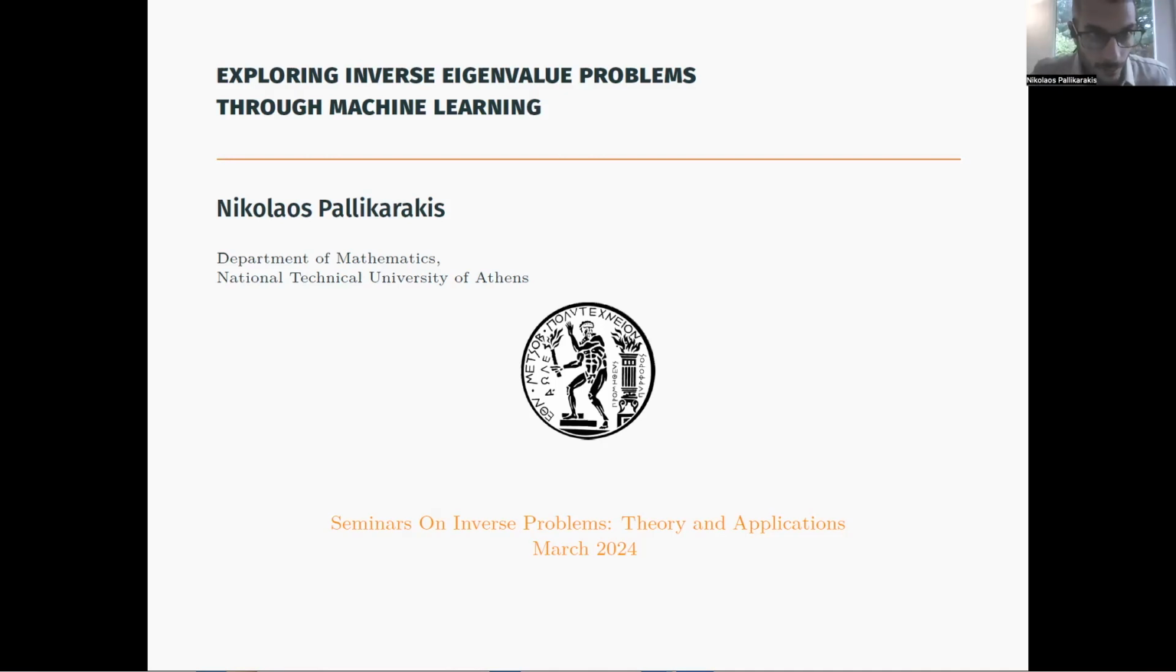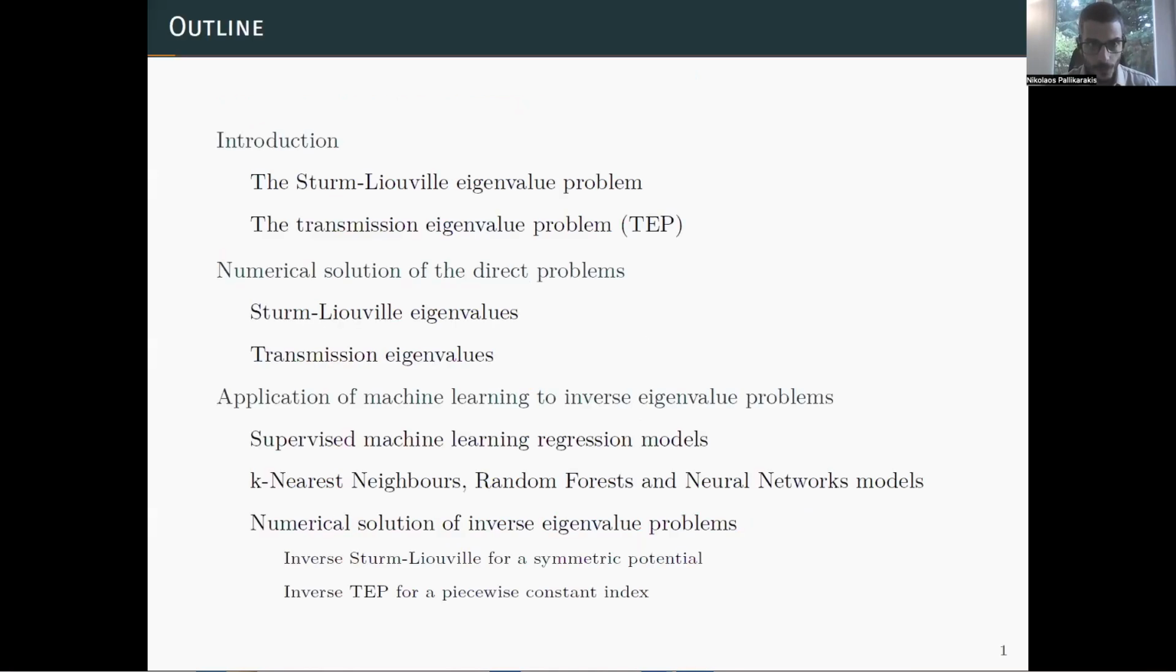And the title of my presentation today is Exploring Universal Eigenvalue Problems through Machine Learning. So the outline follows. After a brief introduction to the two different eigenvalue problems that we're going to discuss today, which are the Sturm-Liouville eigenvalue problem and the transmission eigenvalue problem, we're going to briefly discuss well-known methods for the numerical solution of the direct problems for both of them.